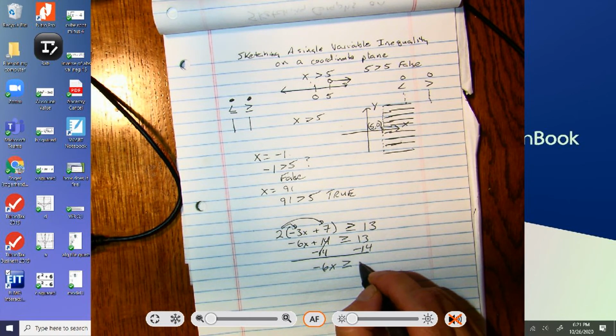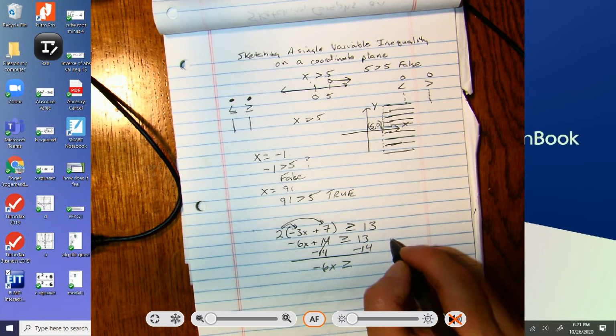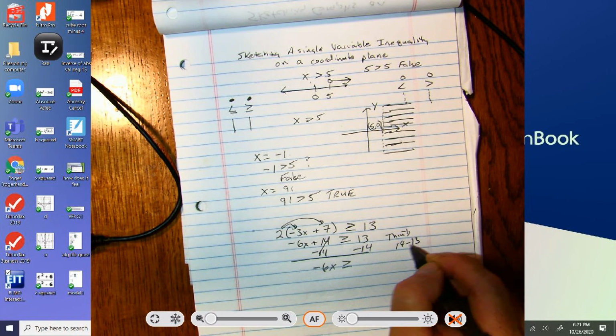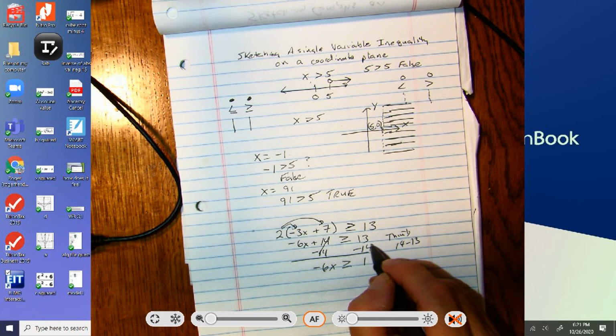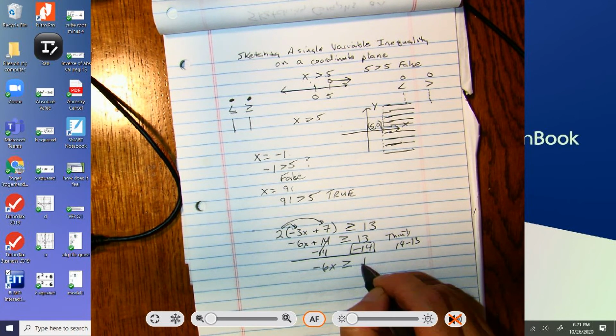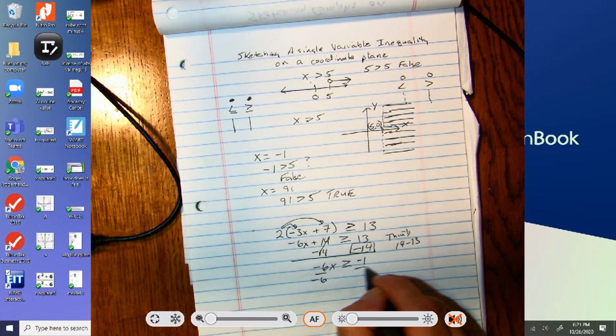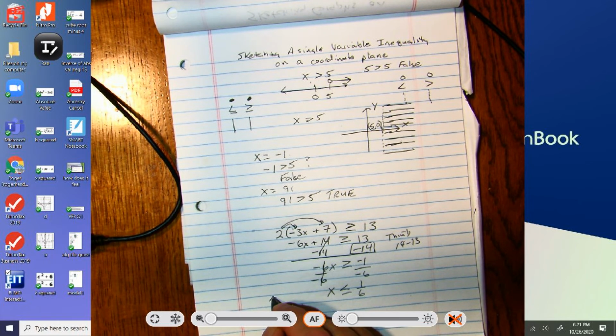Now I told you to think. 14 minus 13 is 1. Keep the sign of the larger, the one farthest from 0. Now you will divide by a negative number. Yes, cancelled out. Ding, ding, ding. Remember the ding, ding, ding. We switched the sign because we divided by the negative number. We get x less than or equal to 1/6. And now let's graph that in our coordinate plane.